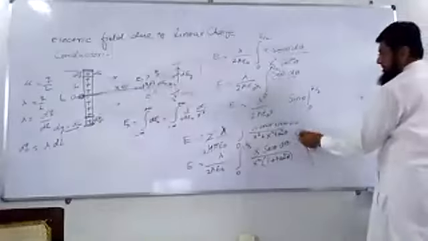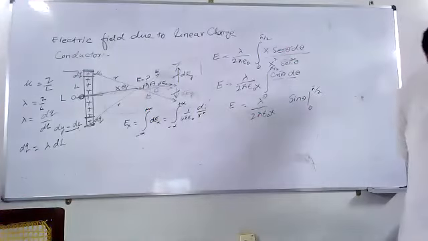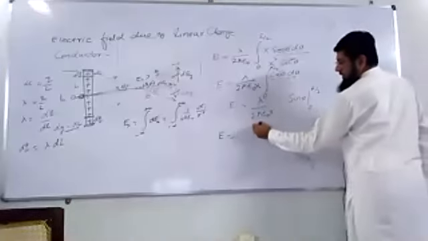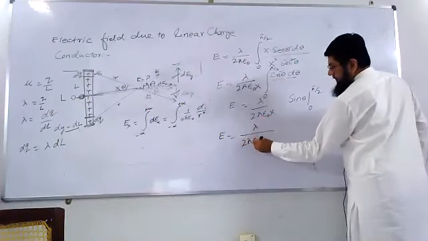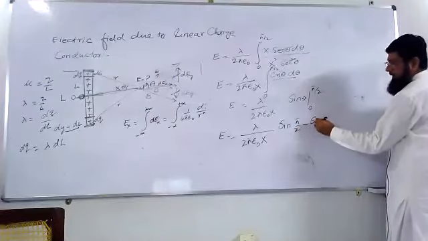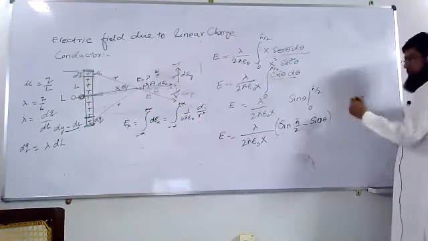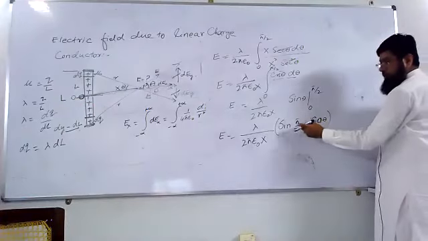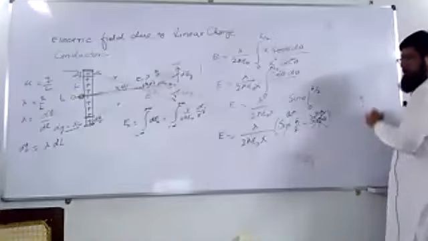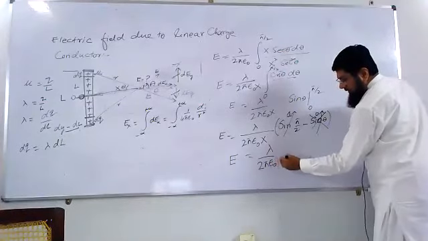So now here E is equal to lambda upon 2 pi epsilon naught x sine pi by 2 minus sine 0. पहले हमने pi by 2 की लिमिट डाल दी, फिर 0 की लिमिट डाल दी, it gives you like that. Sin pi by 2 is a 90 degree and its value is 1, and sin 0 its value is 0. So this term goes to 0, this term goes to 1. So the electric field E is equal to lambda upon 2 pi epsilon naught into x.